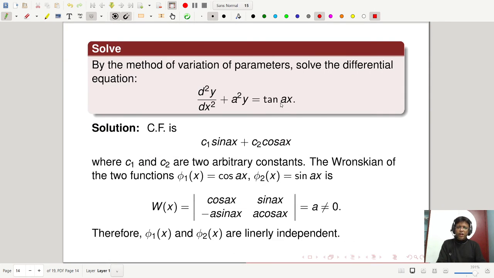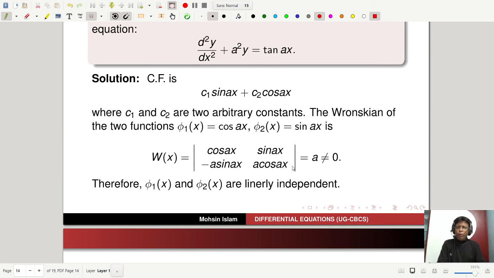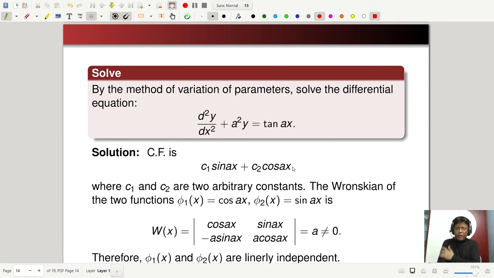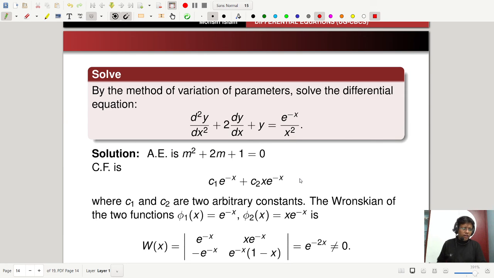Next problem, tan ax. It's the same type of problem. You can try this problem, but I have done up to linearly independent. You can take help of the previous problem to calculate v1(x), v2(x), the Wronskian and all that. Lastly, I will show you another problem. This is the last problem.